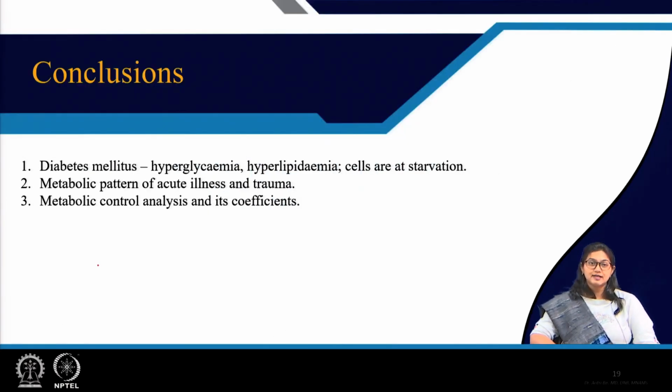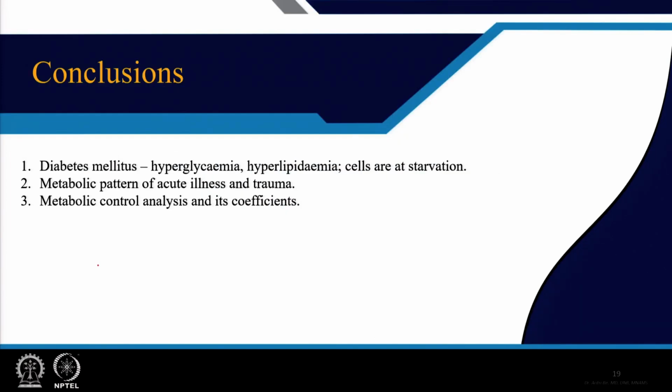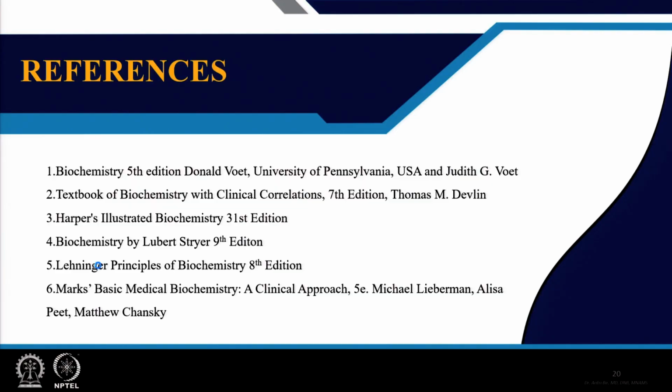So, these are the concepts we have discussed today, the different metabolic changes which are occurring in diabetes mellitus as well as acute illness, critical illness and trauma, and also the metabolic control analysis along with its different coefficients. These are my references and thank you all.